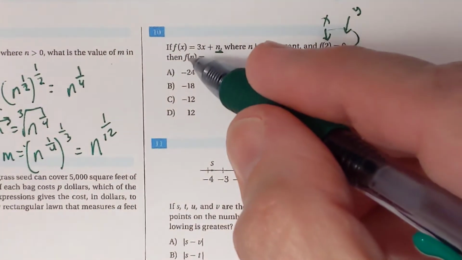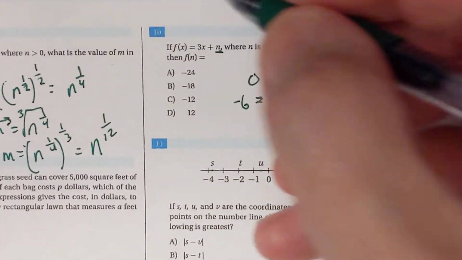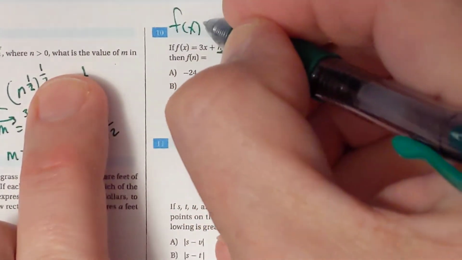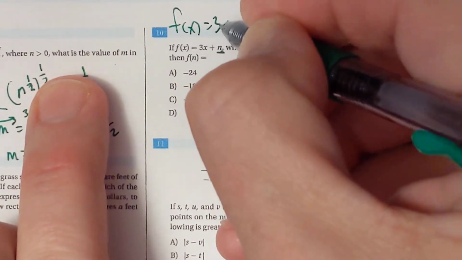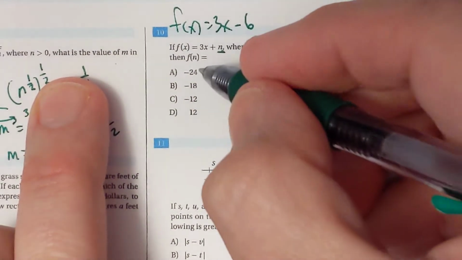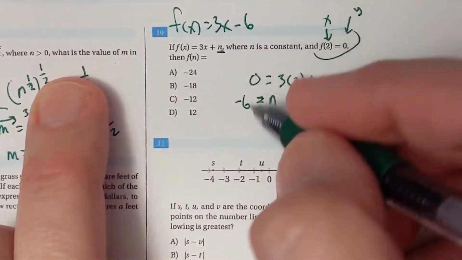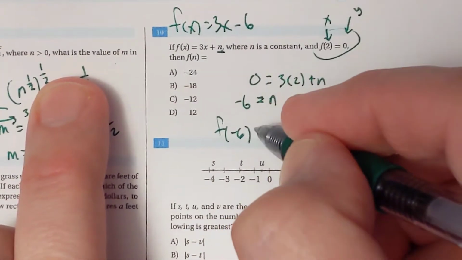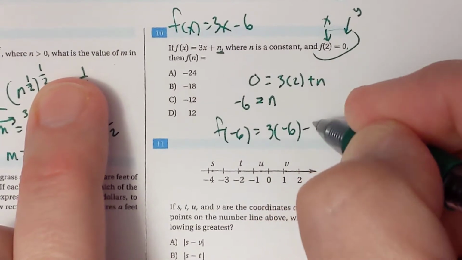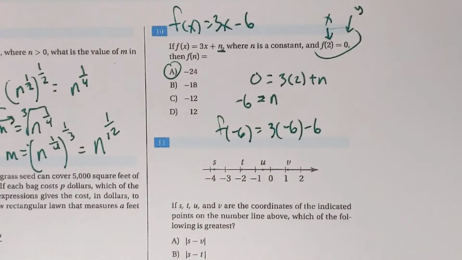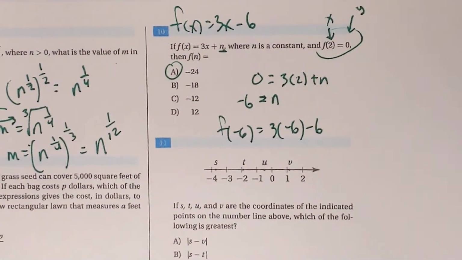Now they want me to find f of n. So the function now is f of x equals 3x minus 6, because I solved for this. And then I'm going to take the n value, which is -6, and plug that in for x. So you get f of -6 equals 3 times -6 minus 6. That's -24. Just do a little bit of algebra. That's number 10. 2 more.